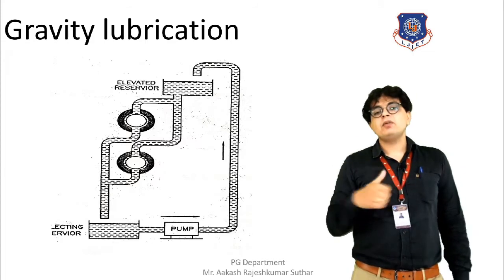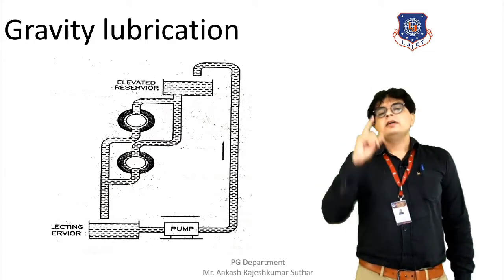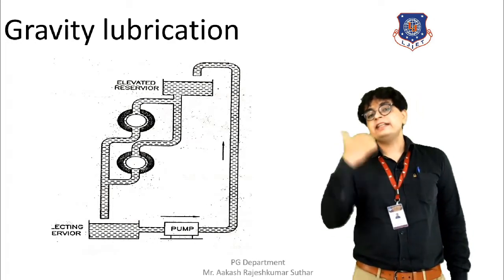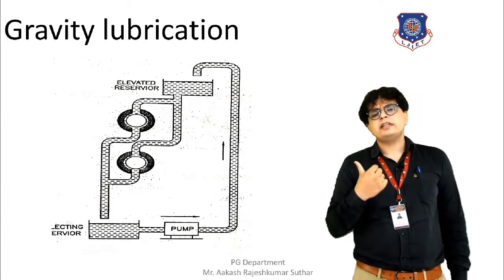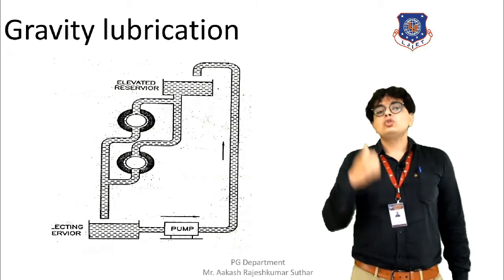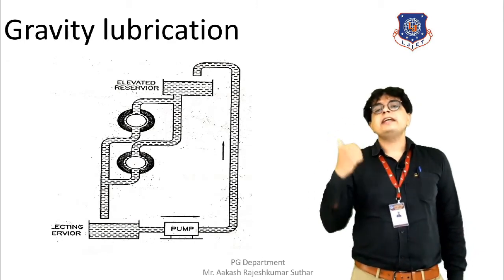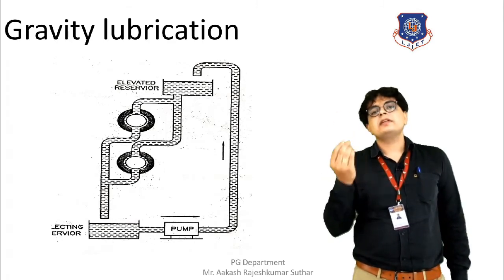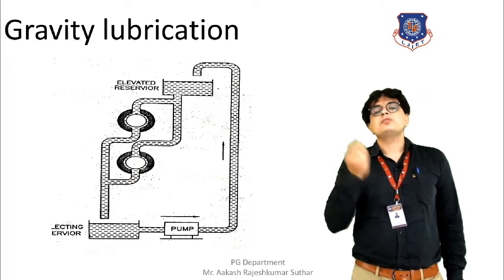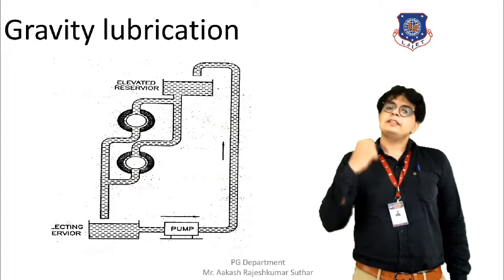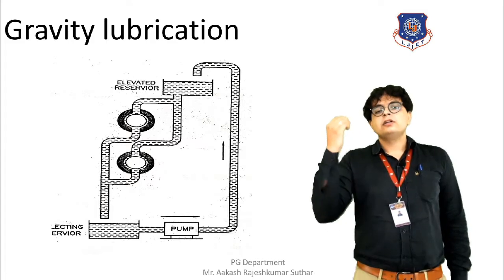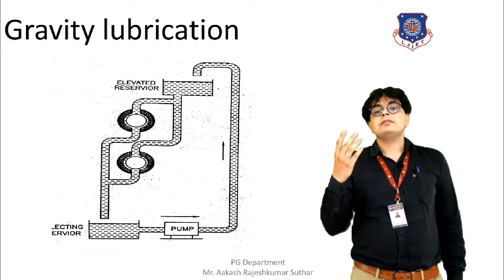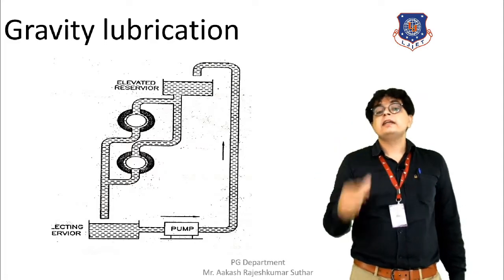In the elevated reservoir, the lubricant will get stored, and we have an outlet in the elevated reservoir which is in downward direction that will allow the lubricant to flow under gravitational force, because it is downwards, and obviously we all know that gravitational force is moving towards down direction. So the lubricant will be moving in a downward direction, and we have the valve, the bearings where the lubricant is required to be applied.